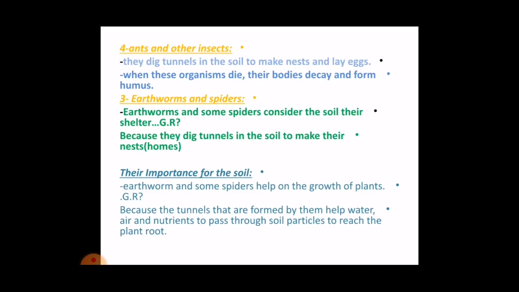Number 4, earthworms and spiders. Earthworms and some spiders consider the soil their shelter because they dig tunnels in the soil to make their homes. Their importance for the soil: they help in the growth of plants. Why? Because the tunnels formed by them help water, air, and nutrients pass through soil particles to reach the plant roots.